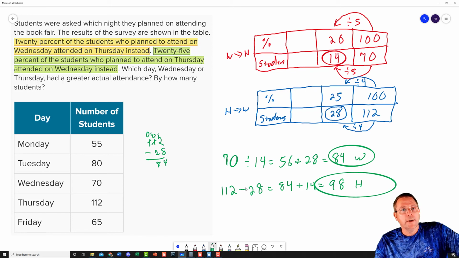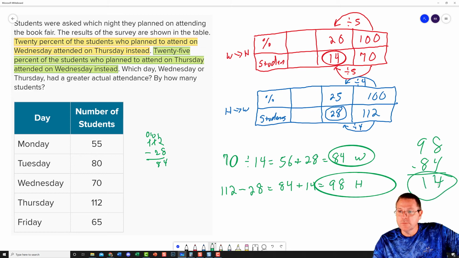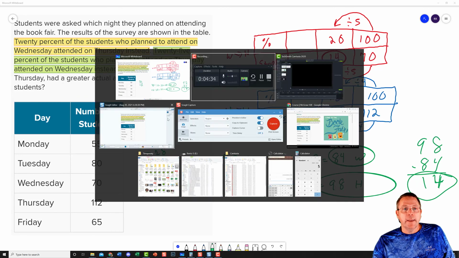With that, we're ready to answer the questions. Which day, Wednesday or Thursday, had the greatest attendance? Well, that's going to be Thursday at 98. And by how many students? 98 minus 84 to get our final answer is going to give us 14 students more attended on Thursday. Let's see if I am right.